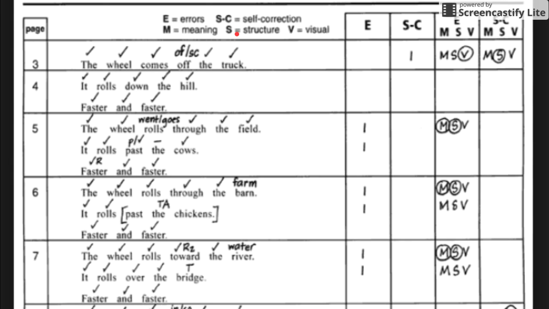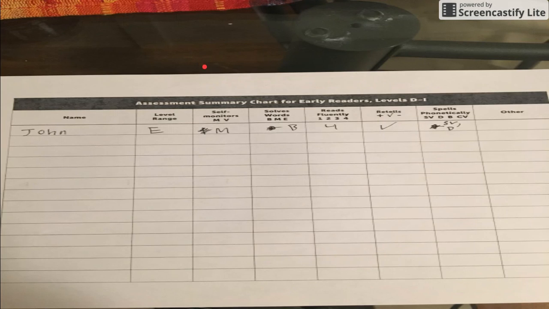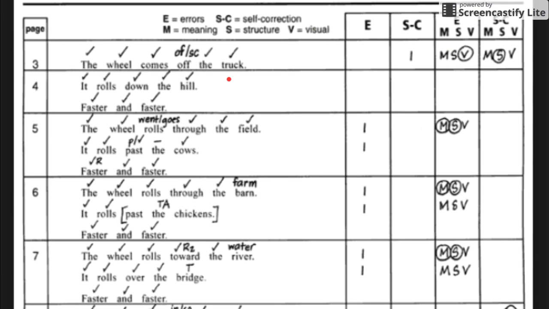The wheels come of the truck, and then we're going to go with visual. So if you were to look through the sentence quickly, the wheels come, and it's just missing the F. You could visually see that could be correct, even though it is an error. But then once he said of, he went and self-corrected himself, and that's what the S and the C are right here. Oop, and then he got that right.